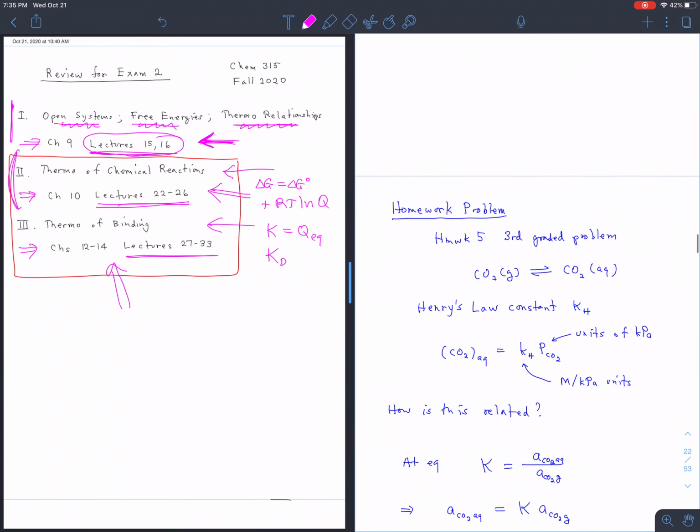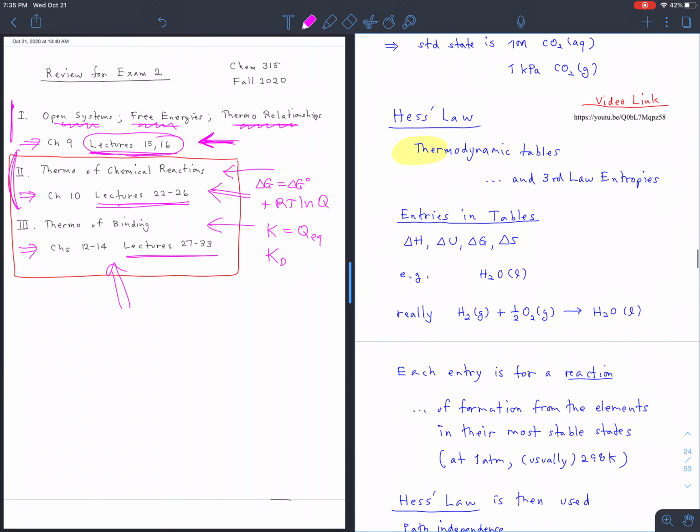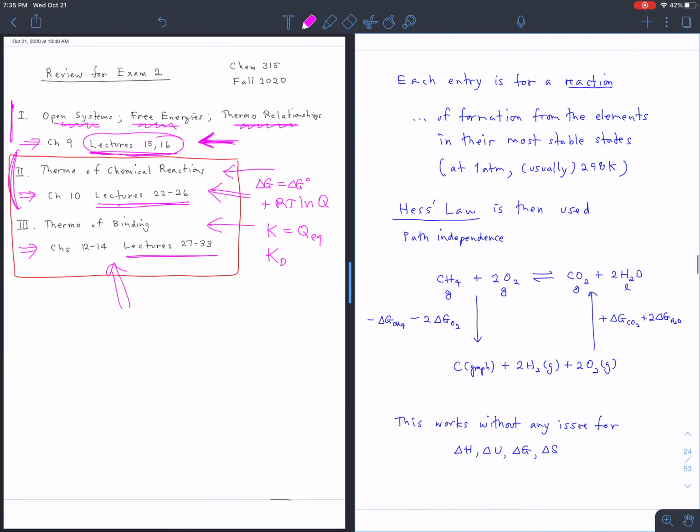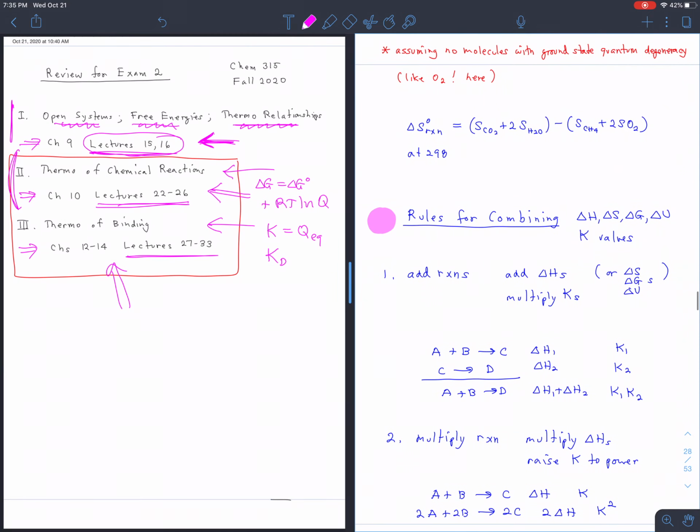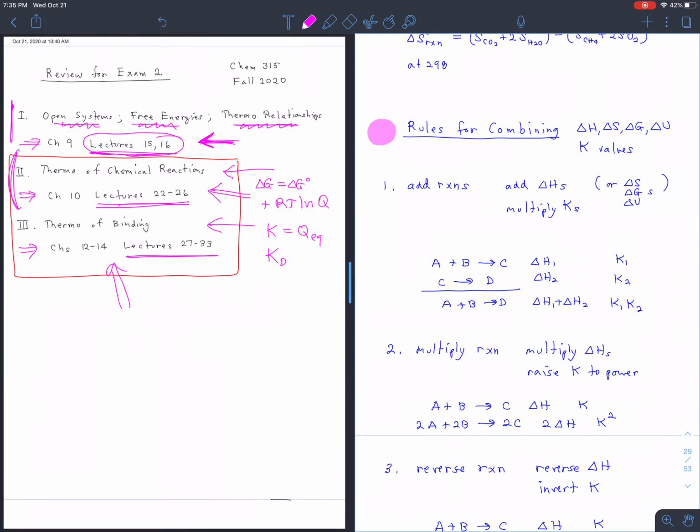Let's see. That is it, I think. No, not quite. Okay, Hess's law. I won't go over that because I think everybody's clear about that. There are some rules for combining equilibrium constants. Remember that. We'll use that. We do use that in the later sections of this part of the class.